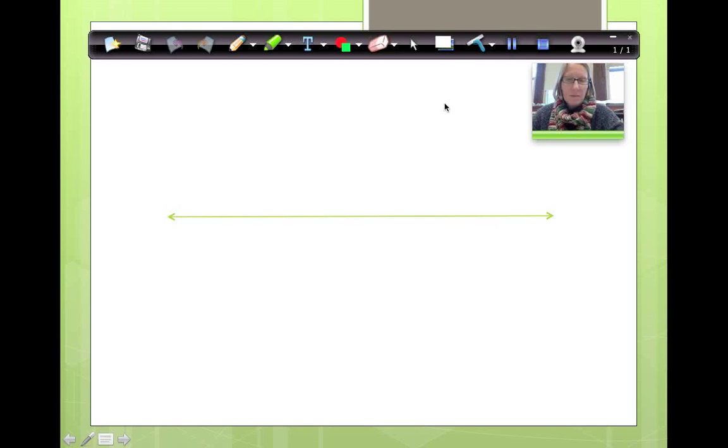Now, if you notice on my board here, before I had a 0 and 1, today we're going to change things up a little bit. Instead of having a 0 and 1 this time, on our endpoints, I would like you to write a 1 and a 2. So go ahead and draw this number line and put a 1 on the first endpoint and 2 on the second endpoint.